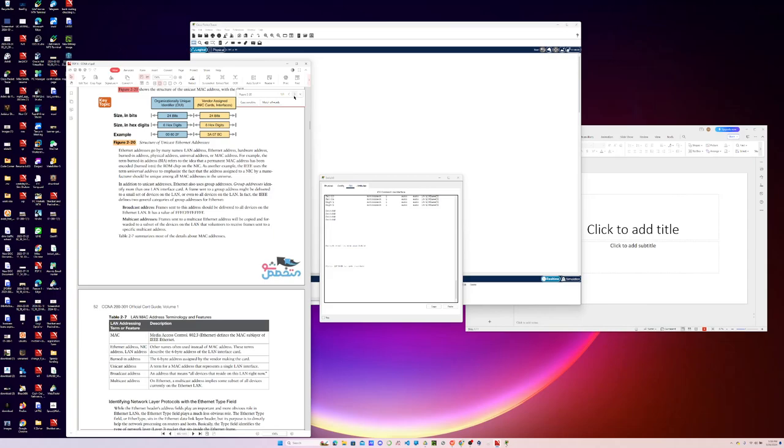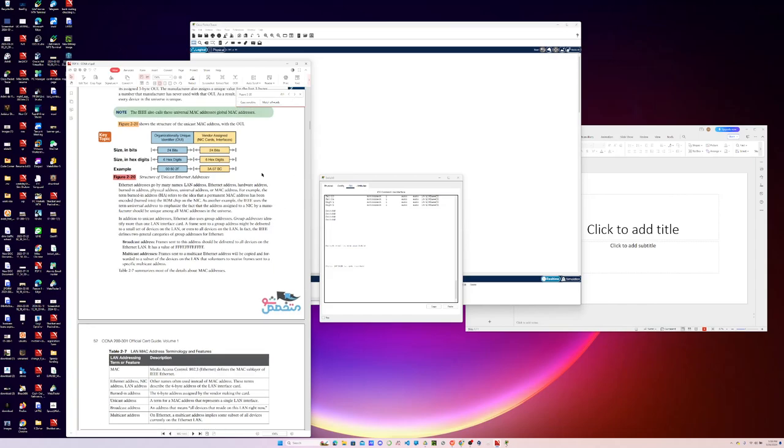So figure 2-20. Structure of unicast Ethernet address. It's important, but 2-20 shows the structure of the unicast MAC address with the OUI, organizational unique identifier, vendor assigned NIC cards, interfaces. The IEEE also calls the universal MAC address global MAC addresses. Ethernet addresses go by many names: LAN address, Ethernet address, hardware address, burned-in address, physical address, universal address, or MAC address. Right, I was going to say that, isn't that the same thing?